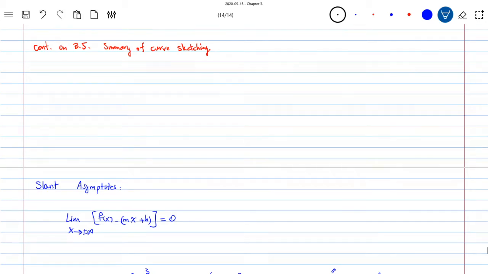Welcome back. Let's continue on the curve sketching. This is part 2. So last time we discussed mostly how to graph functions.